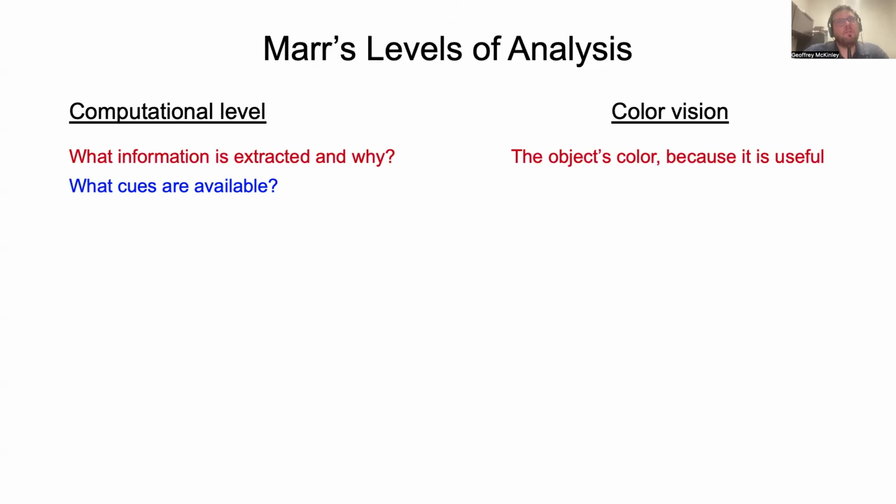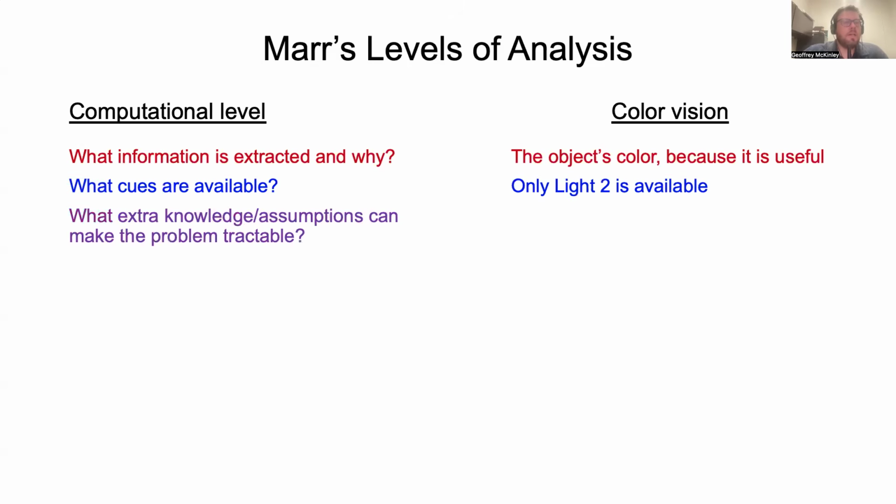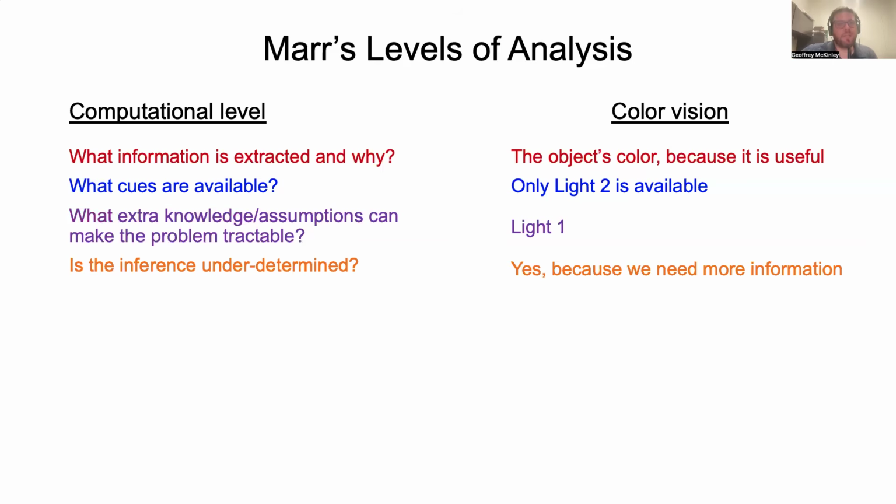What cues are available? Well, we only have light two. That's the only thing we know. What extra knowledge or assumptions could make this problem tractable or solvable? Well, light one. If we knew light one, we could solve for the object color and figure out what it is. And as a result, because we only have one piece of the puzzle and we need two pieces, we would say that the inference that we're making is underdetermined because we need more information.